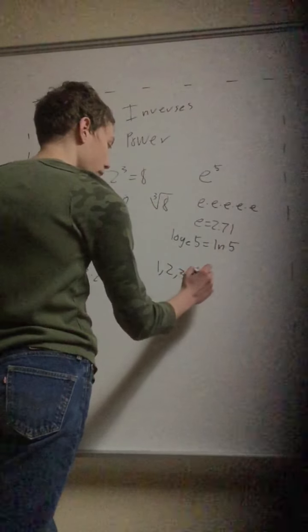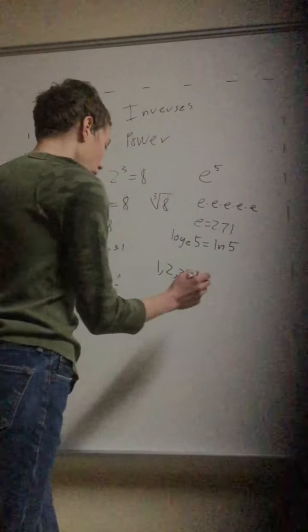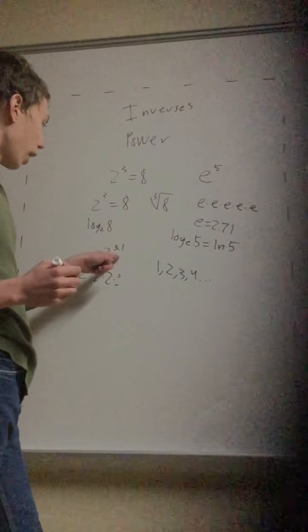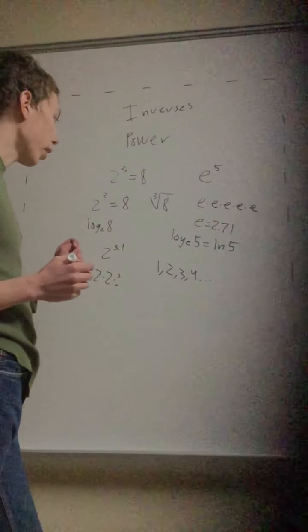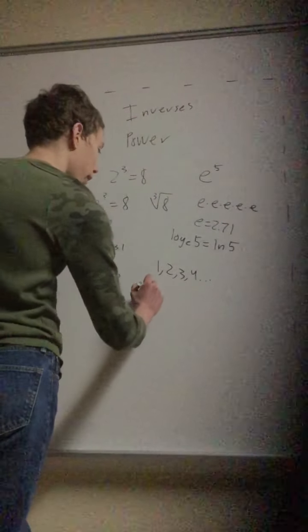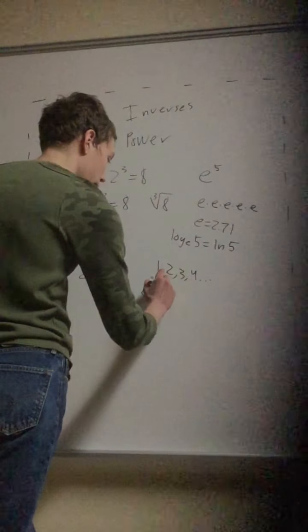In order to find out what a power is for anything that's not a natural number, we're going to have to extend the definition of a power, and this will lead us on the way to finding how to take e to the power of something like i.